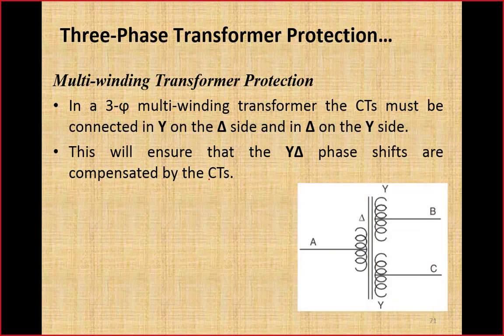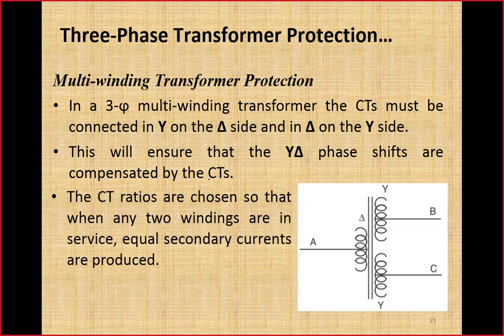Here is an example of a multi-winding three-phase transformer. Only three windings have been shown over here, A, B, C. So don't get confused. These are not the three phases A, B, C. No, these are the three complete three-phase windings. A is a three-phase winding, B is also a three-phase winding, C is also a three-phase winding. Winding A is connected in delta, the B side winding is connected in Y. Same is the case with the C side winding, which is also connected in Y.